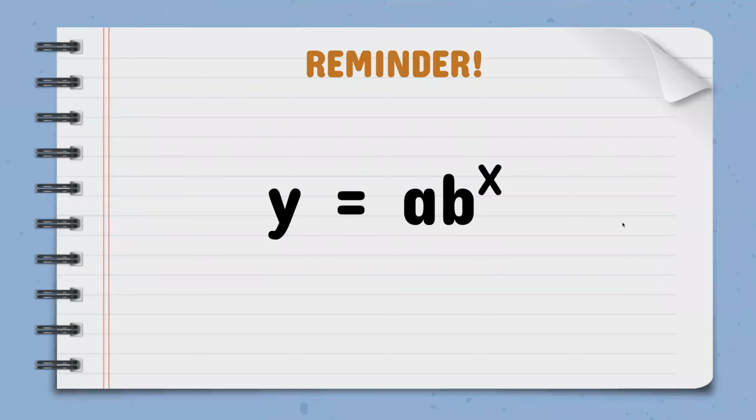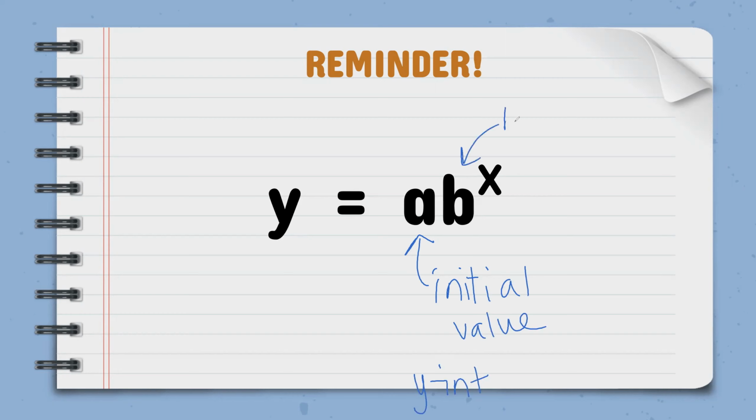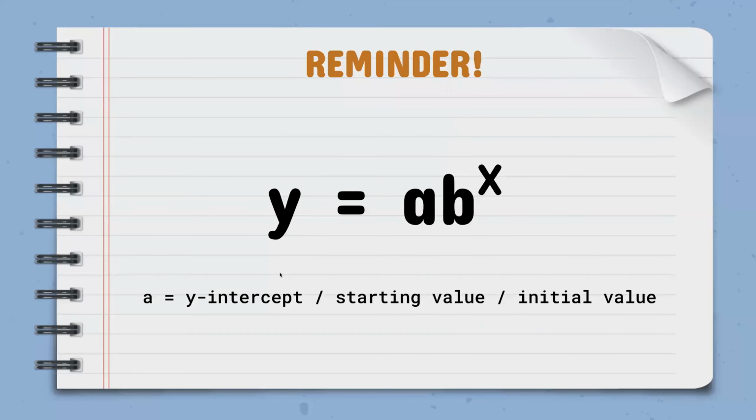And so again, as a reminder, y is equal to ab to the x. That is your equation for exponentials, where a is your initial value, also known as the y-intercept or the starting value, okay? b is the multiplier. Okay, what is happening to the initial value every single time, every single term? And so let's go ahead. Oh yeah, and here it is, right? So a is equal to the y-intercept, starting value, initial value, and b is the multiplier.